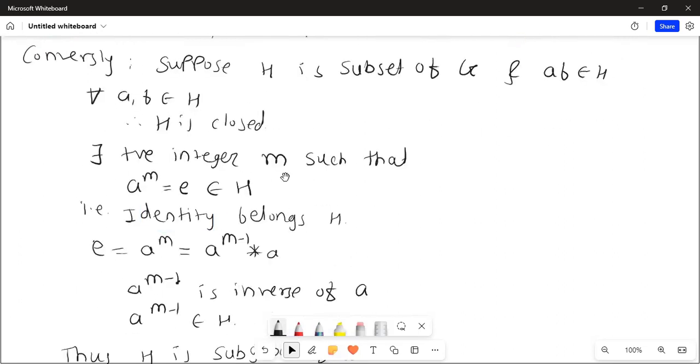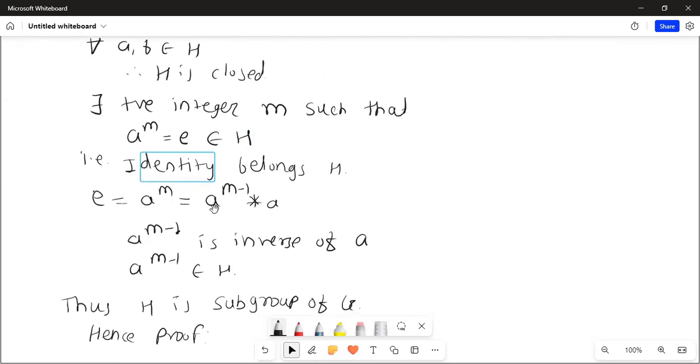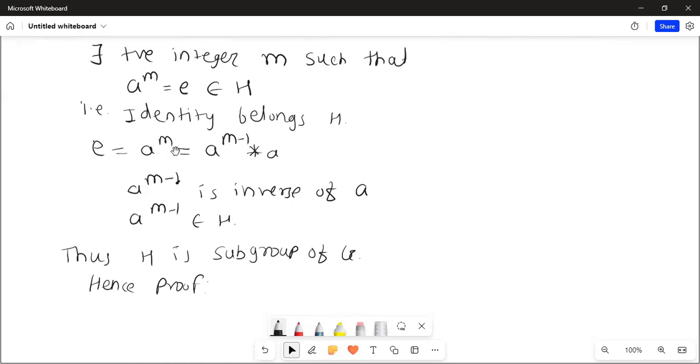Where m exists as a positive integer, suppose we take m, then a raised to m is e, and e is the identity element which belongs to H, and H is a non-empty set. Suppose e is equal to a raised to m minus 1 star a. Therefore, a raised to m minus 1 is the inverse of a, and it is a subgroup of G. So this is the proof of the finite subgroup test.